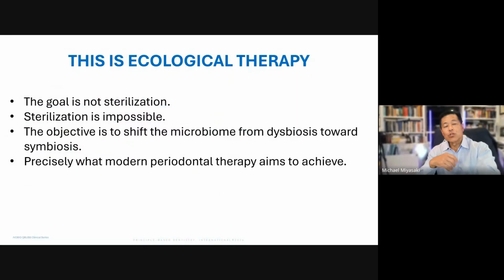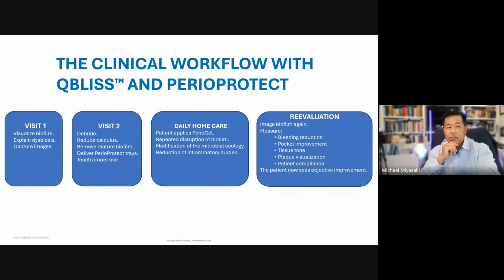So in our practice, when I place an implant, I start using the gel with an Essex tray so that the soft tissues heal up nicely around the implants. And then we get our patients on these trays to prevent peri-implant disease. So the objective is to shift that microbiome from a diseased microbiome to a healthy microbiome. And so that's what we're trying to do.